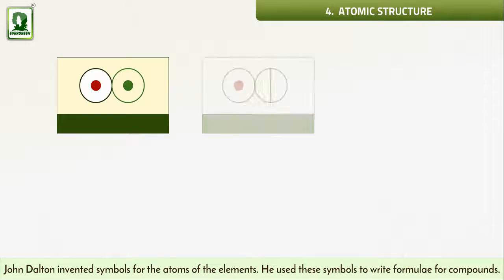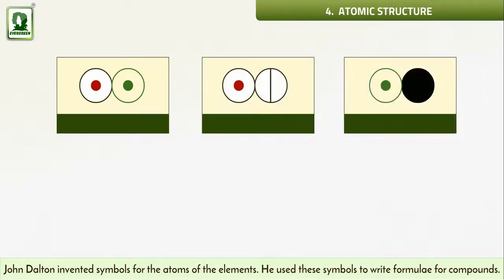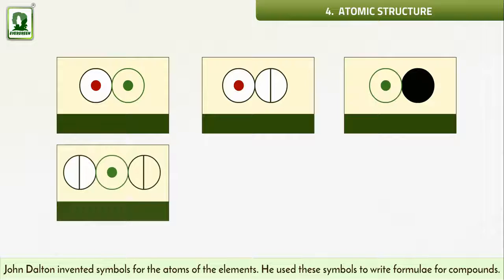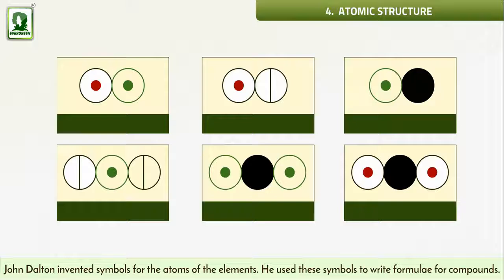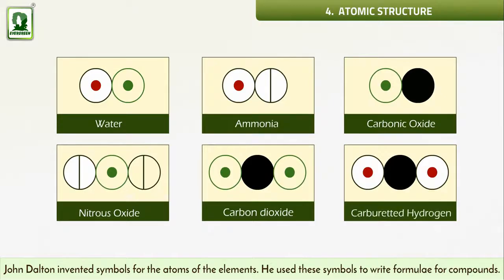John Dalton invented symbols for the atoms of the elements. He used these symbols to write formulae for compounds: water, ammonia, carbonic oxide, nitrous oxide, carbon dioxide, carbureted hydrogen.